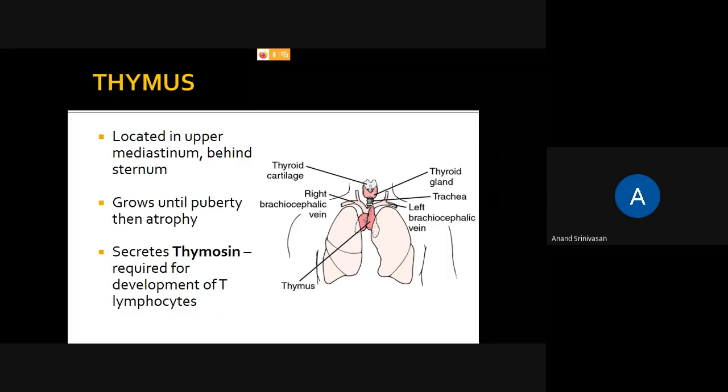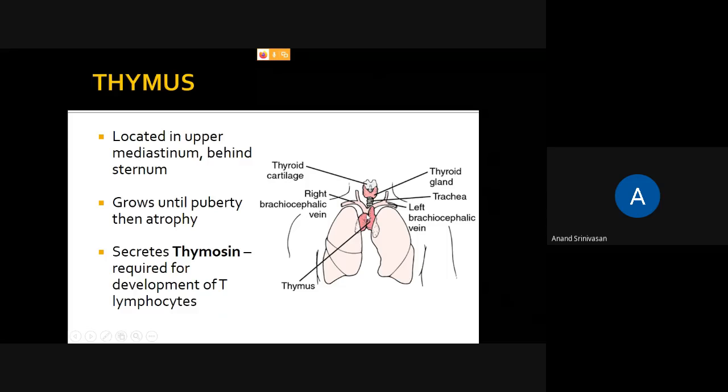All right, the next one, the thymus. The thymus is a structure which is located below the thyroid gland. So here you can see the thyroid gland. Below the thyroid gland, there is a gland called the thymus. This part is called the mediastinum, in the center part behind the sternum. So this gland is located in the upper mediastinum, just behind the sternum.